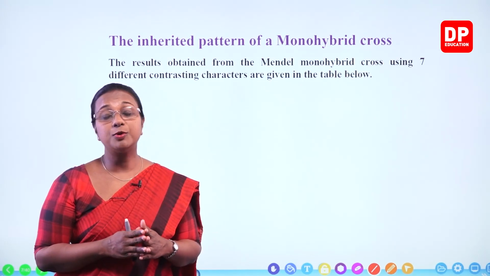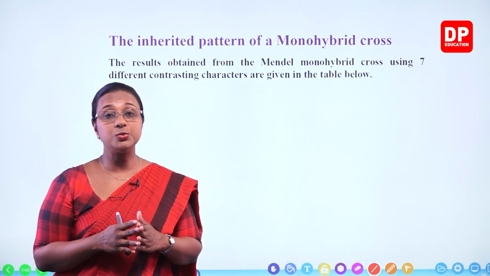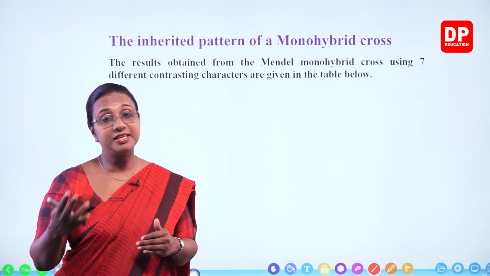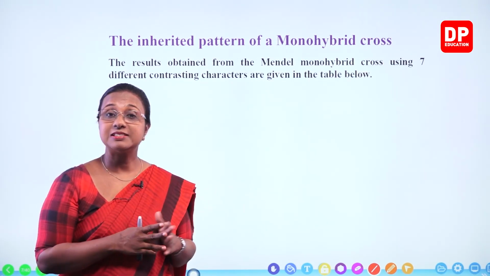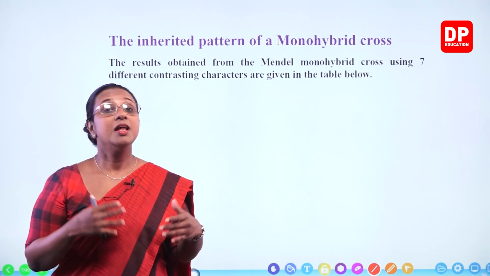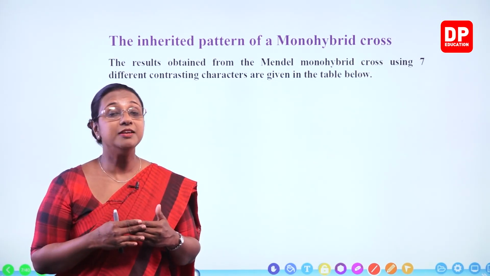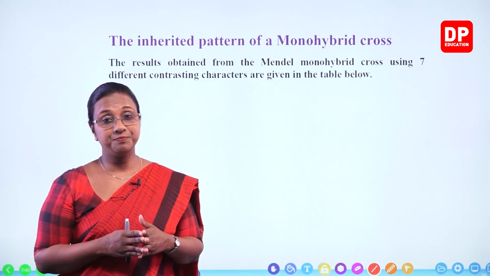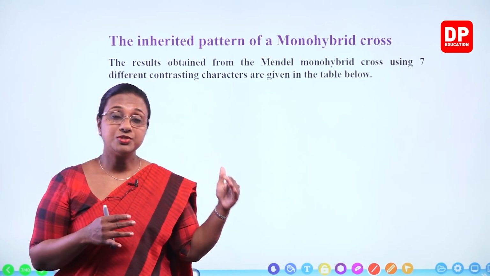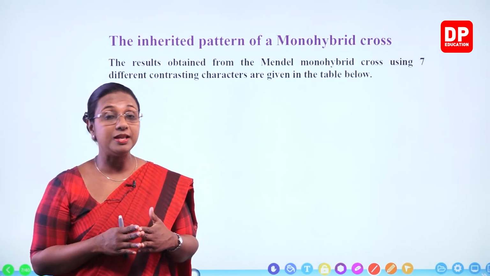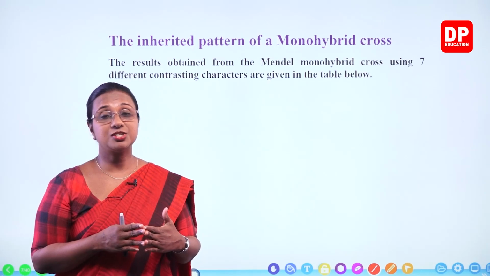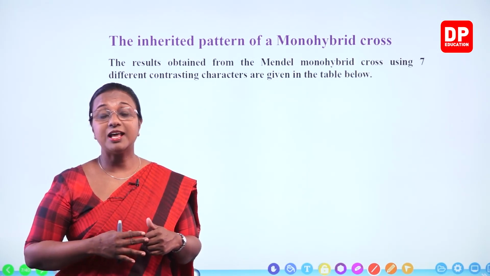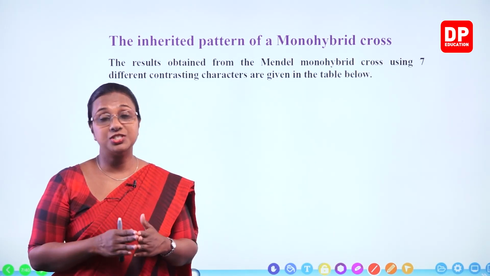You all know the meaning of monohybrid cross. Mono means one. He considered a single pair of contrasting characteristics, for example tall and short plants. Similarly, he observed 7 different characteristics of the garden pea plant. He used parent generations which were pure breed plants. Then the F1 generation was produced where only the dominant character was observed. The recessive character was not expressed in the first generation.